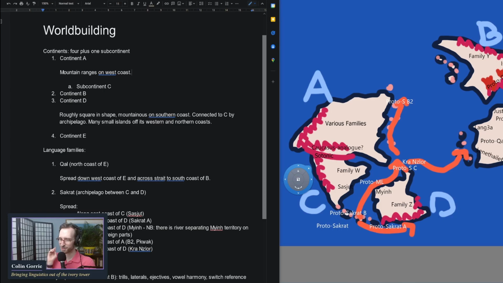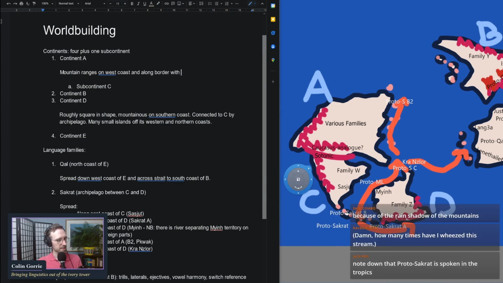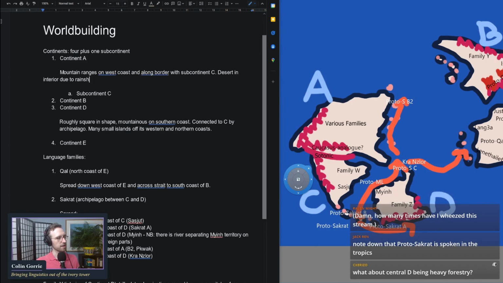And we're gonna, you know what I'm gonna try and do? Use my personal charisma to try and attract someone onto the stream who is very good at all of this stuff and can help us with the realism of the geology, of the climatology of all these things. So we have mountain ranges on West Coast and along border with sea, subcontinent C. Desert in interior due to rain shadow.